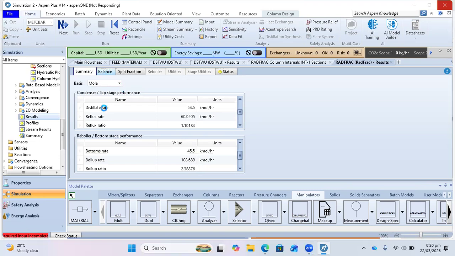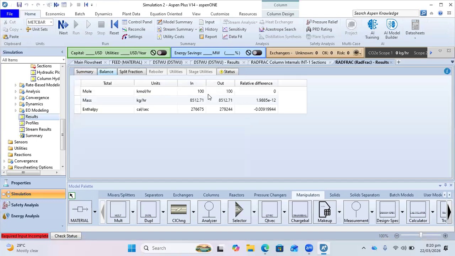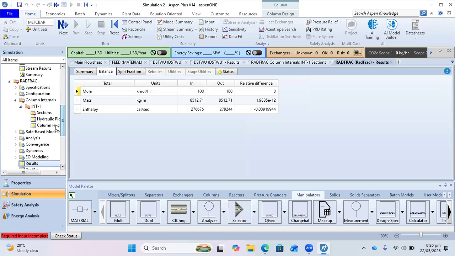I'll quickly move through this and then I'll show us how to get the profiles. Okay, so we have the balance, the material balance, the energy balance, what is coming in, what is coming out. You can check the split fractions as well. Now, if we want to look at the profiles, we'll locate the RadFrac block. So that's over here.